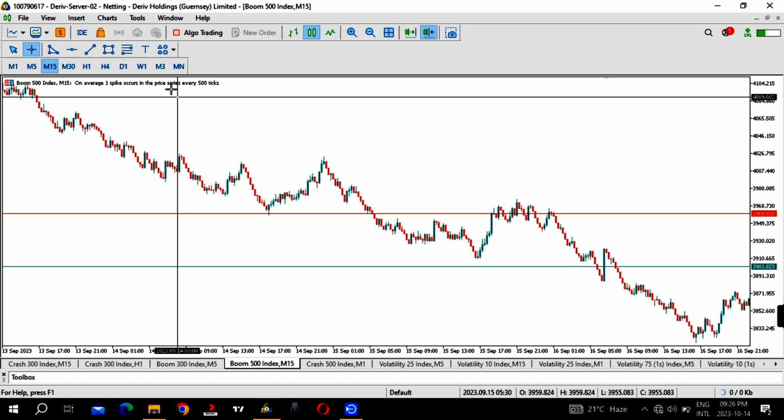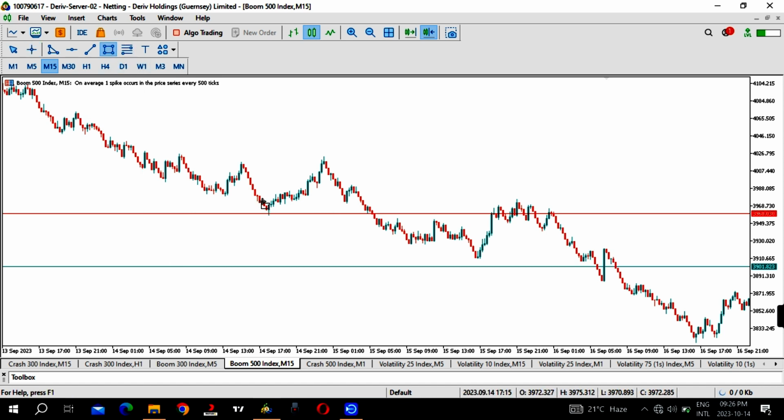So this whole area would be included. Maybe we'll mark this box over here. That's what we're looking for. Over here, the market breaks past this resistance, this support area.